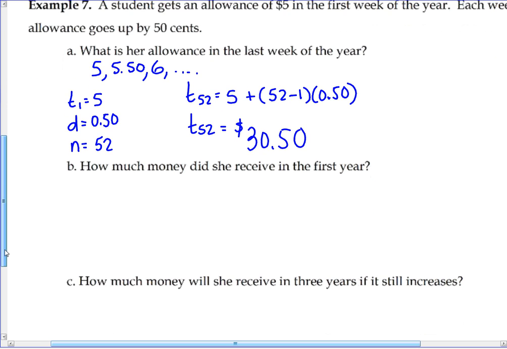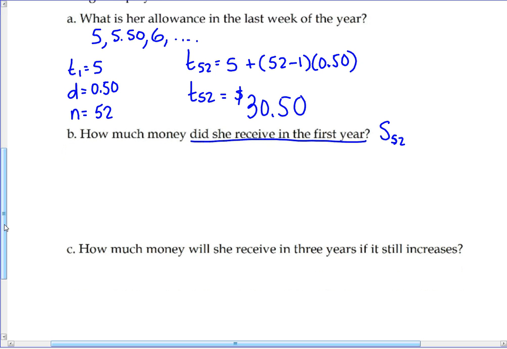Okay, now B. How much money did she receive in the first year? Now what are they asking for? Total money, the sum of all the money she accumulated. How many weeks? 52. S52. Can we use our first formula? Yes, because we know the last term. First term plus last.